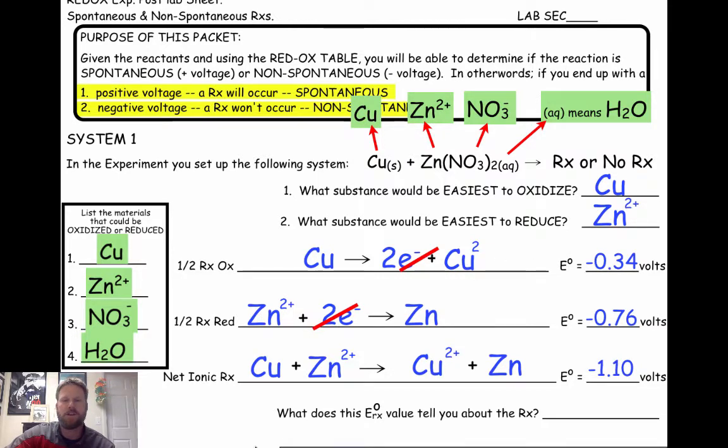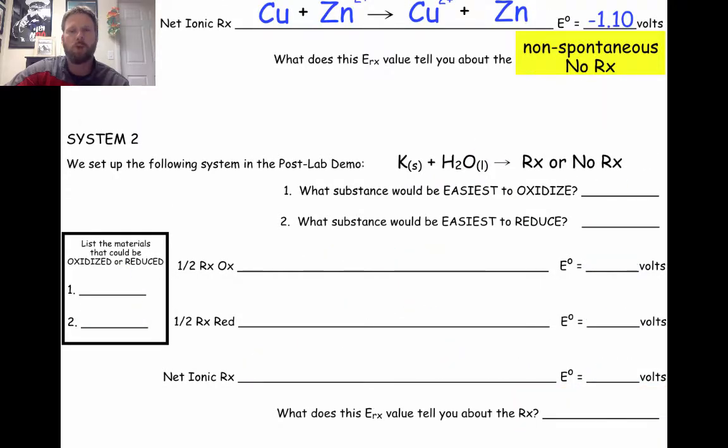So now we can answer if this reaction is going to occur. If you have a negative voltage, the reaction will not occur. This reaction is non-spontaneous. Let's try one more.